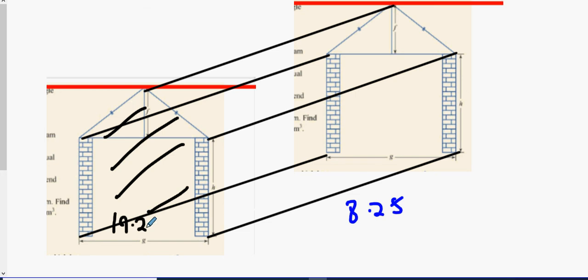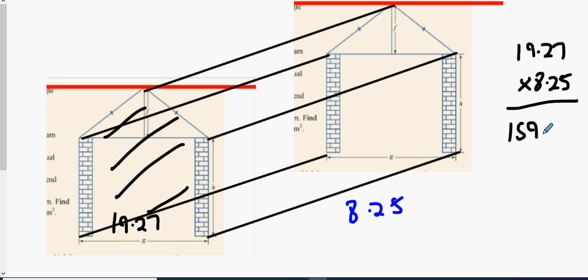19.27 or 19.3. How do I find the volume of this? 19.27 multiplied by 8.25, and what do we get for the volume? 158.9 meters cubed, which rounds off to 159 meters cubed. Everybody cool with that?